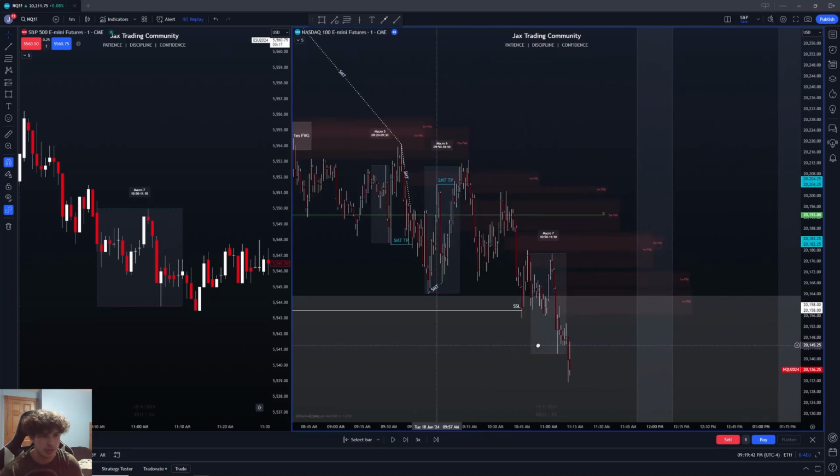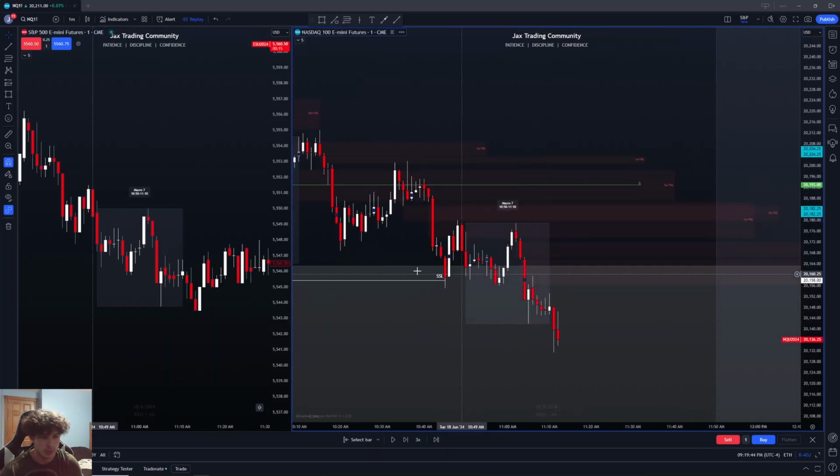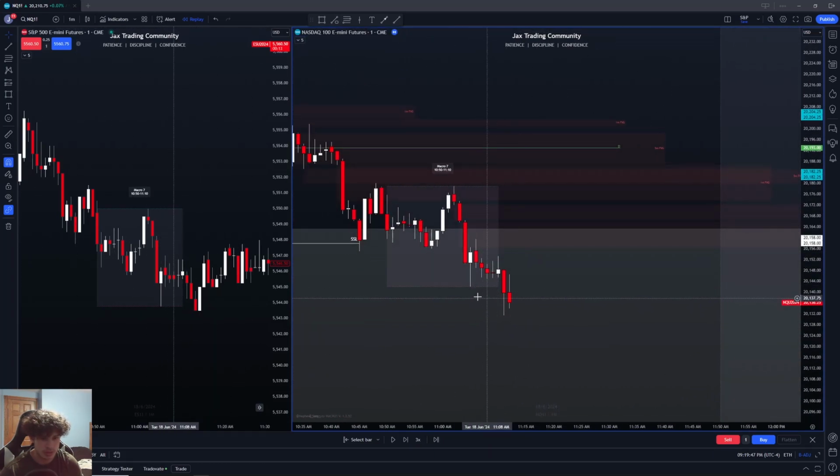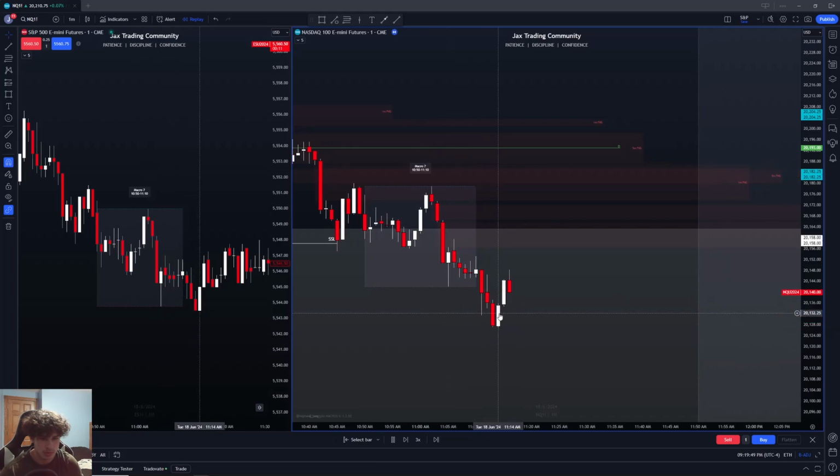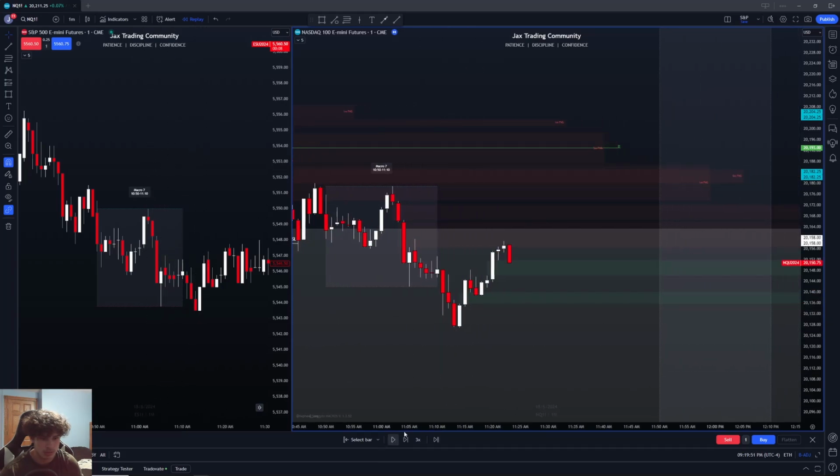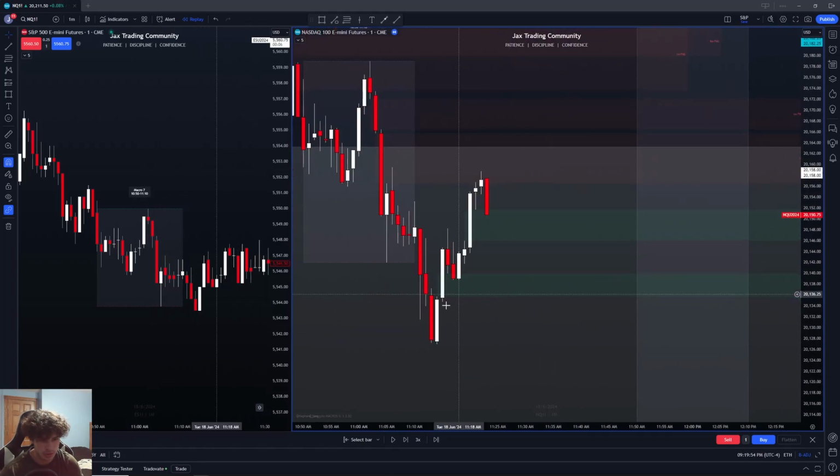Still wouldn't want to take a trade yet because we're just in a downtrend. We just swept liquidity. I want to see some sort of SMT at these lows. So still no SMT yet. I want to see SMT or market structure shift. So right here is pretty nice.